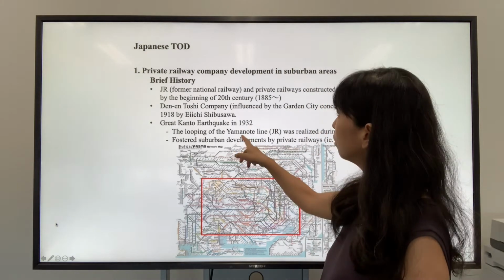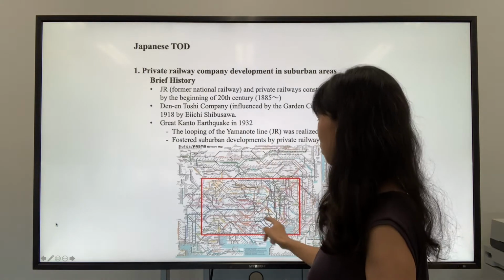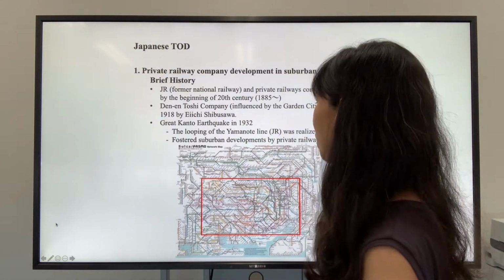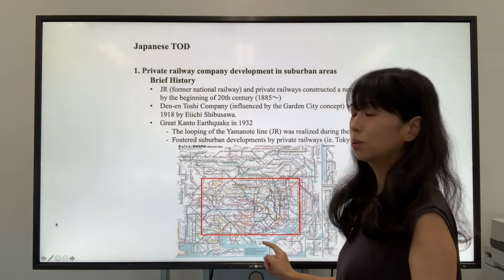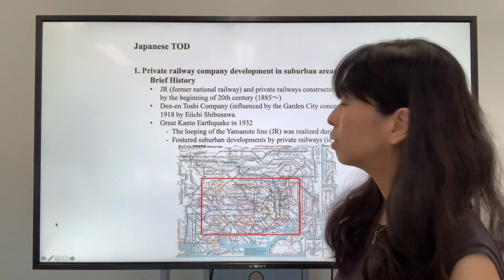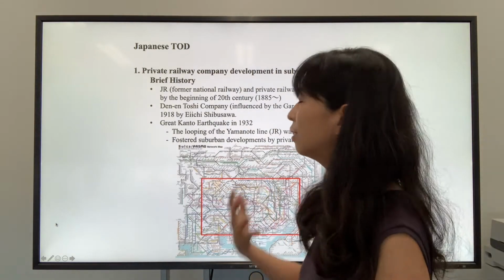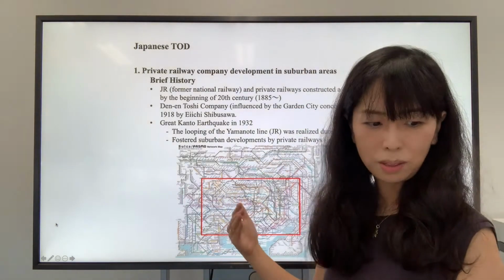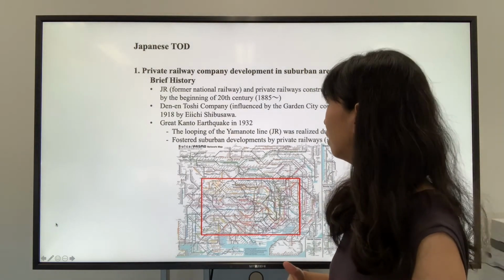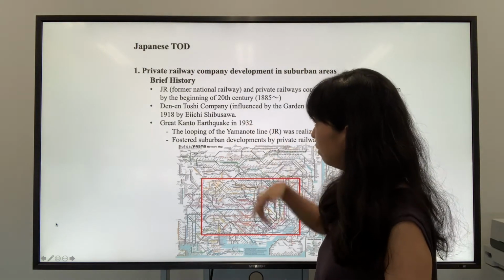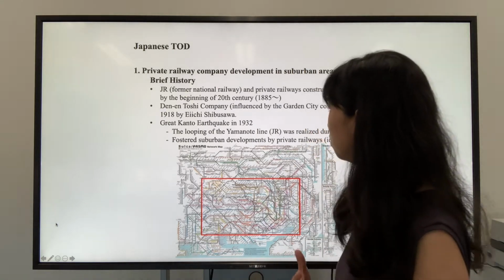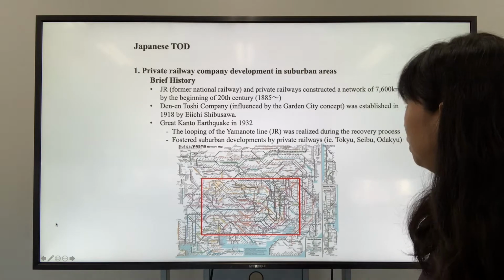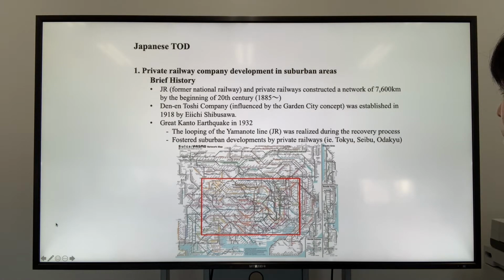So the first point I would like to mention about after the earthquake is that this Yamanote line, which is supposed to loop, I mean, those people who know Tokyo, you will know that Yamanote line forms a loop. And this loop was established because of the earthquake. I will explain a little bit in detail in the next slide. Also, because of the event, it fostered the suburban development by the private railway companies, such as Tokyu, Seibu, and Odakyu.